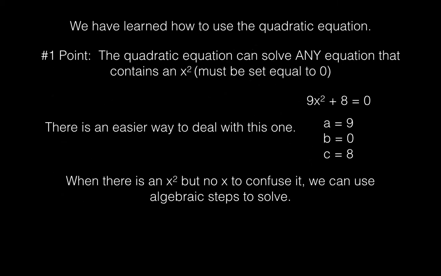And what you're going to see is that whenever there's an x squared but no x to confuse that, then we can just use algebra. In other words, we're going to move the 8, we're going to move the 9, and we're going to move the 2 by using algebra to do it. The first and only thing you need to know is how to remove the squared portion of the x.